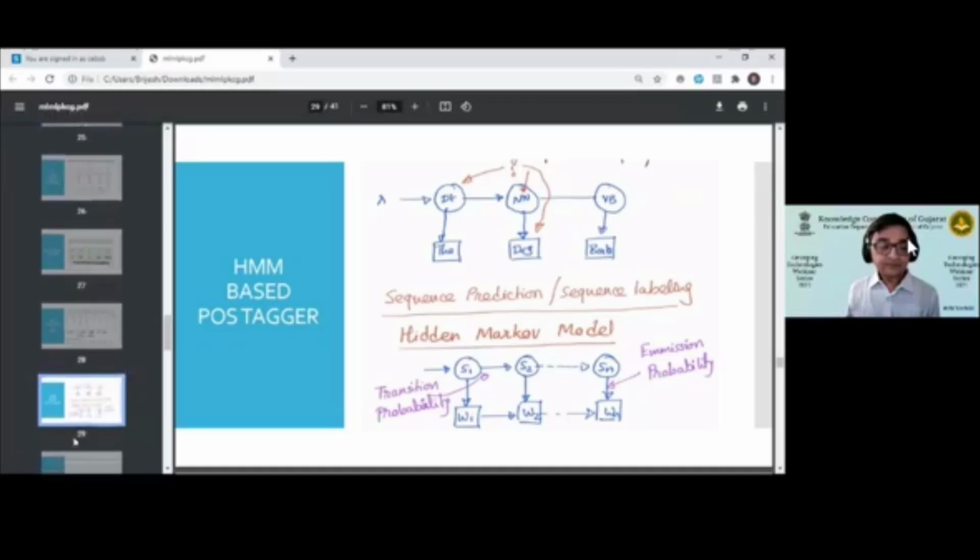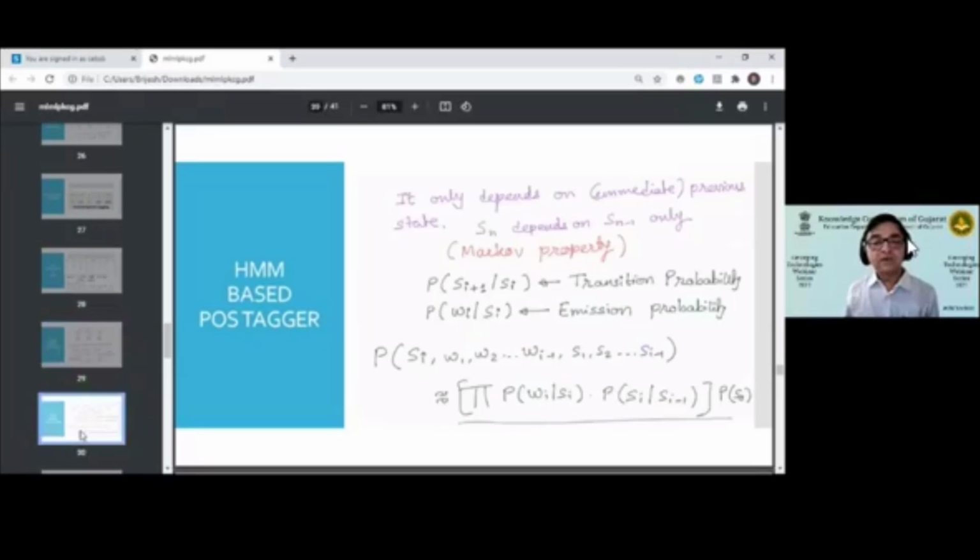And once you do this, you create these two tables: the transition probability table and the emission probability table. Probability of Si plus 1 given Si is the transition probability, and probability of Wi given Si is the emission probability. The computations are simplified because of the Markov assumption, which says that the current part of speech only depends on the previous part of speech. You don't need to look beyond that.